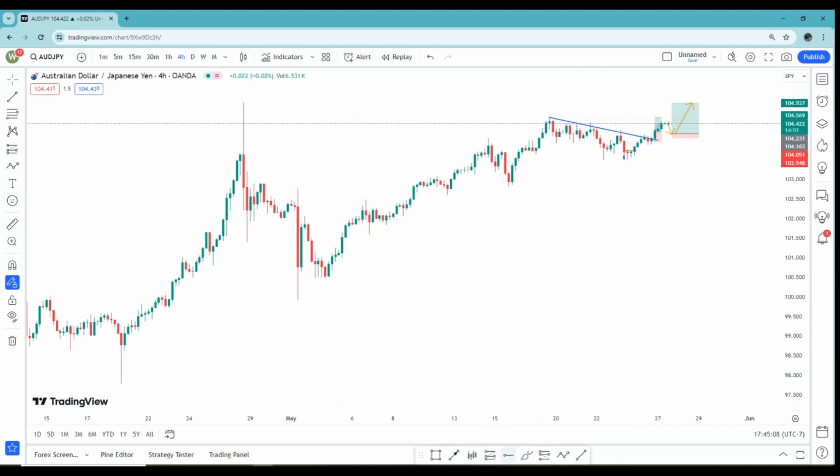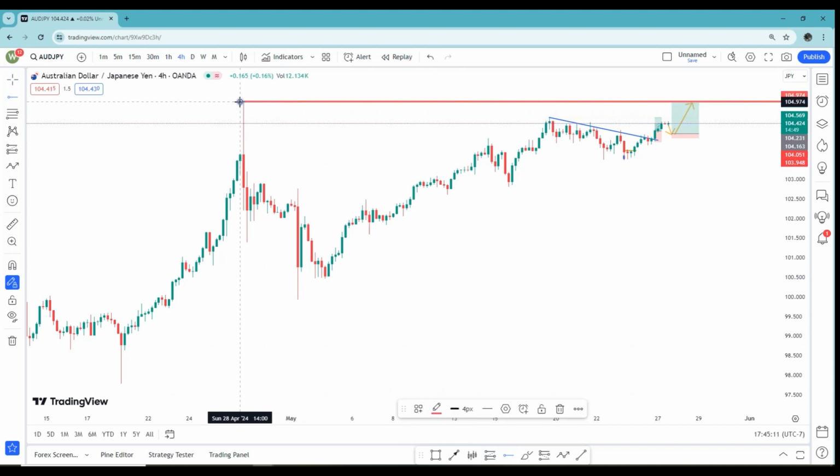You see this point here? You see where the last rejection side came from? You see, my bro, you see where the rejection came from?